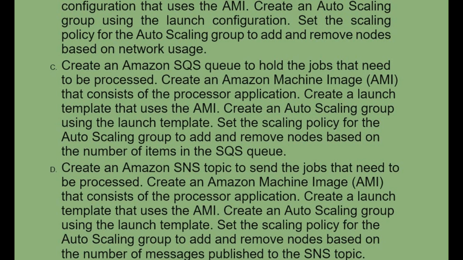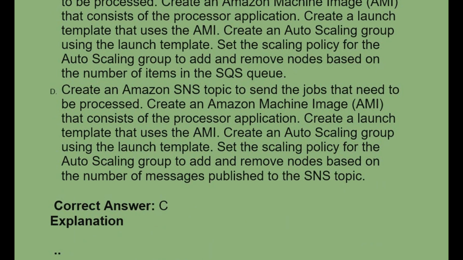Option D. Create an Amazon SNS topic to send the jobs that need to be processed. Create an Amazon machine image, AMI, that consists of the processor application. Create a launch template that uses the AMI. Create an auto-scaling group using the launch template. Set the scaling policy for the auto-scaling group to add and remove nodes based on the number of messages published to the SNS topic. Correct answer is option C.